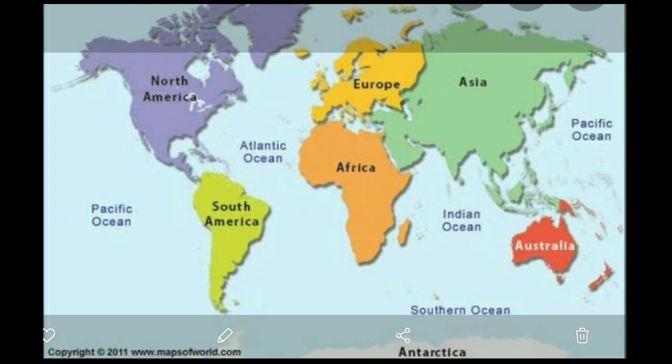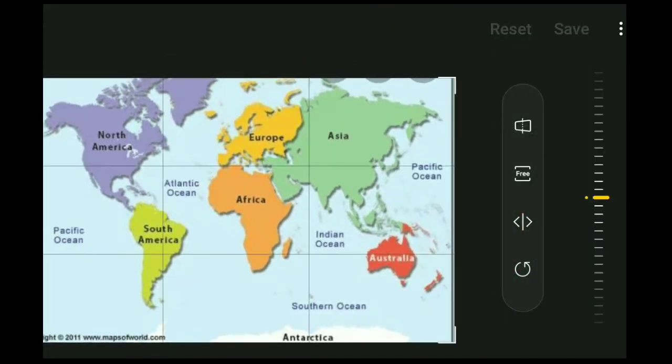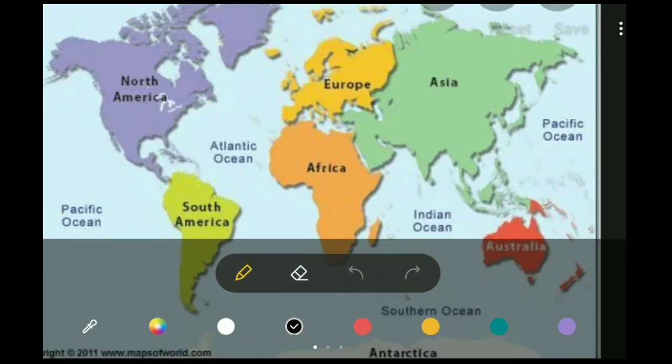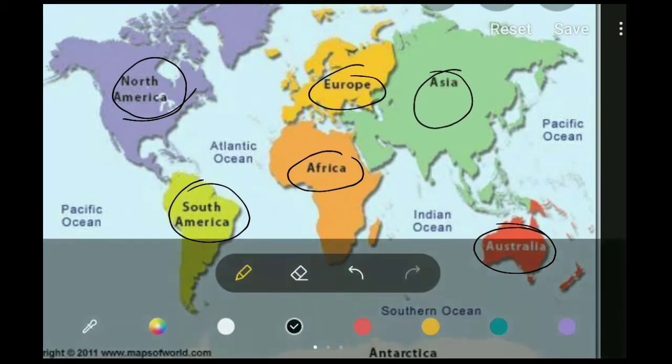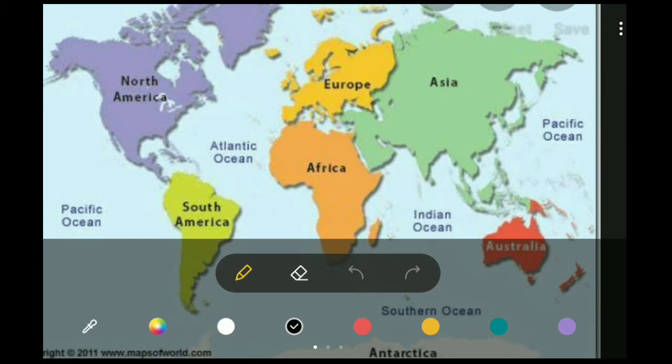Students, now we will see the different continents. There are in all 7 continents on this earth. Let us see them. North America, South America, Africa, Europe, Asia, Australia, and here at the bottom you will be having Antarctica. So there are 7 continents. After seeing the oceans and the continents, let us move ahead.